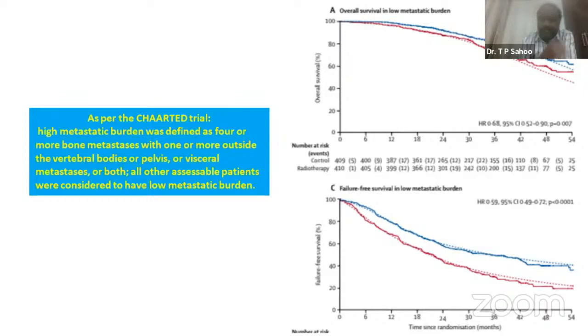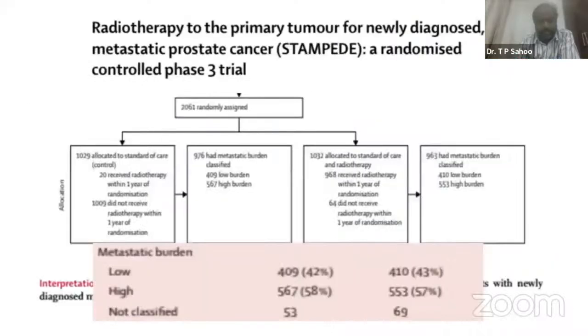But if you look at the real criteria, if there is no bony lesion, or at least one more beyond the vertebral column and pelvis, it does not actually fit into the high risk. Although if you look in the STAMPEDE, it does tell you more than 4, but you have to fulfill the criteria of 2 out of the 3 which I spoke about. One was the Gleason score, one was the visceral metastasis, one was more than 3 bony lesions.